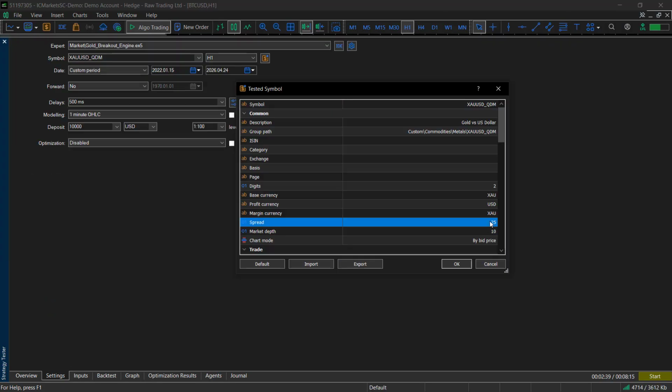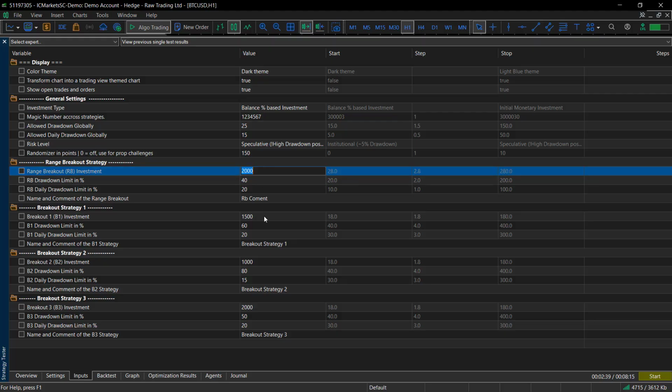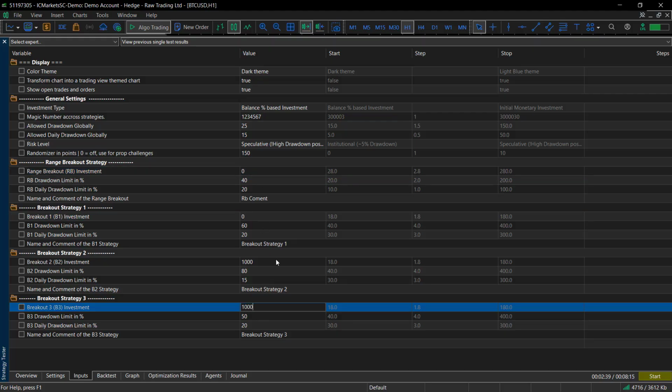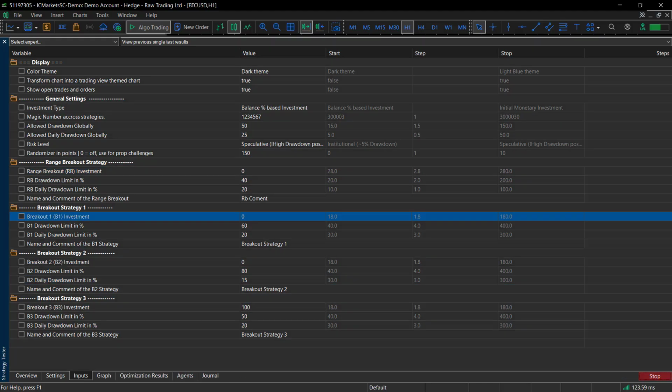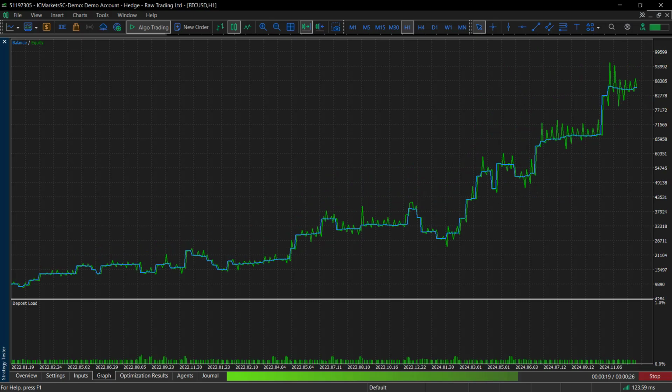You can also evaluate individual strategies. For example, if I want to see how strategy 3 would have performed on its own, I can assign 100% of the capital to strategy 3 and set the allocation of the other strategies to 0. Then I just run the test.